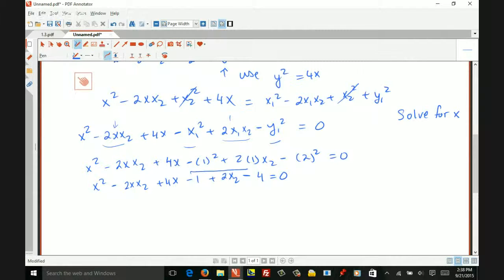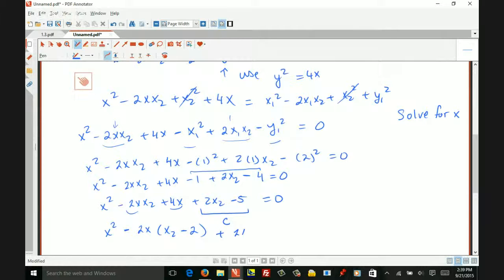Okay, so this minus 1 and that minus 4 are going to get you a what? Negative 5. So we're going to have x2 squared minus 2x2 plus 4x2 plus 2x2 minus 5. These are constant terms. That's going to be c from our quadratic formula. I'm going to factor out the 2x2 from those two terms. So you have x2 squared minus 2x2, and you're going to have x2 minus 2, plus 2x2 minus 5 is equal to 0.